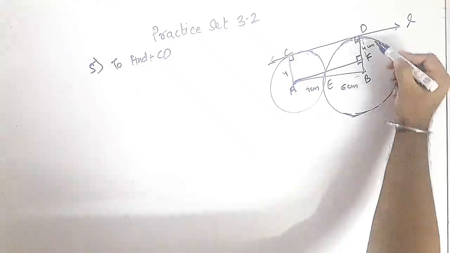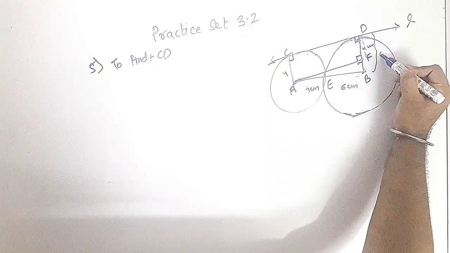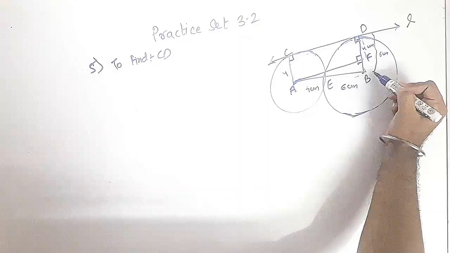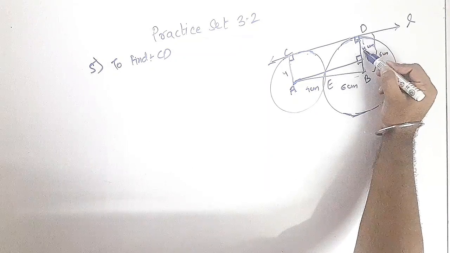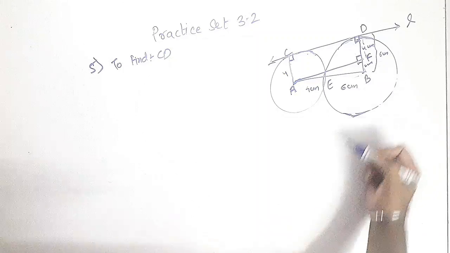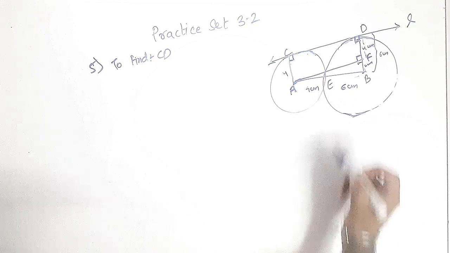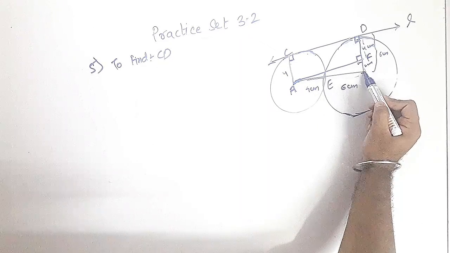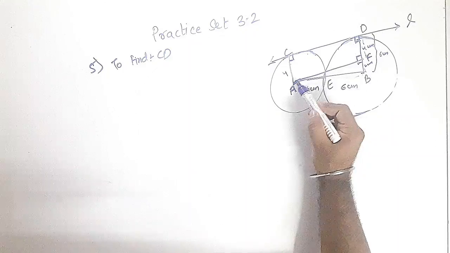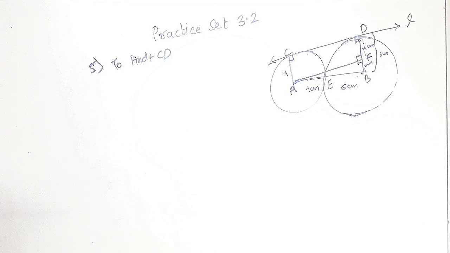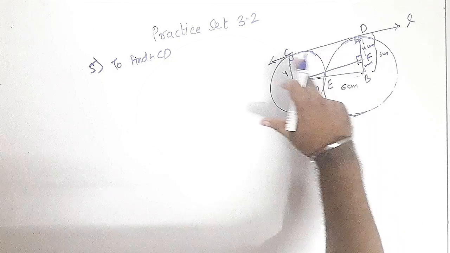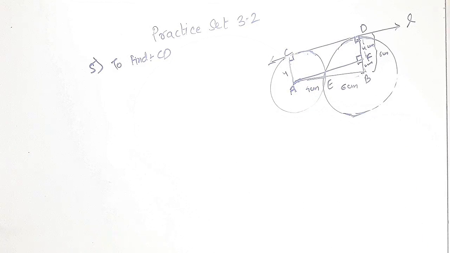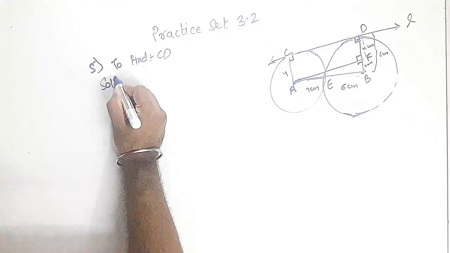Some idea you are getting? If this whole is 6 centimeter, this is 6 centimeter. So out of this 4 centimeter, this will be 2 centimeter. Correct? So in this right angle triangle, you have got AB 10 centimeter, BF 2 centimeter. So you can easily find AF by Pythagoras theorem. Once you get AF by Pythagoras theorem, AF will be equal to CD. This is how we are going to find. Though it is lengthy, it is very, very easy. So see, solution.